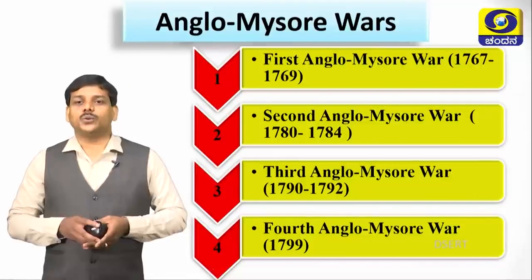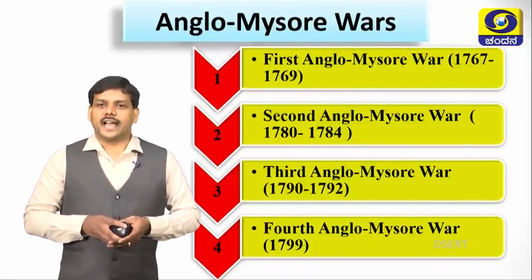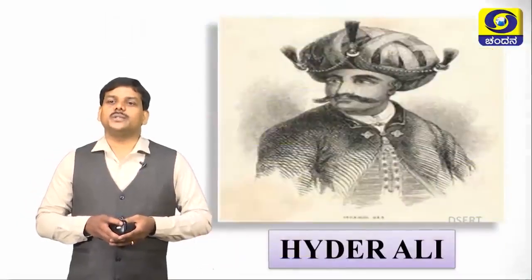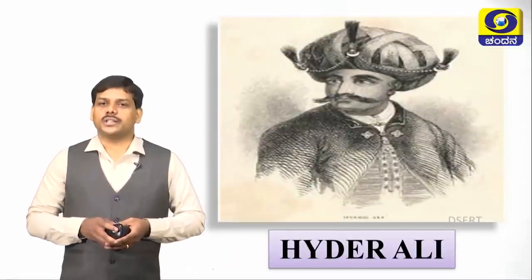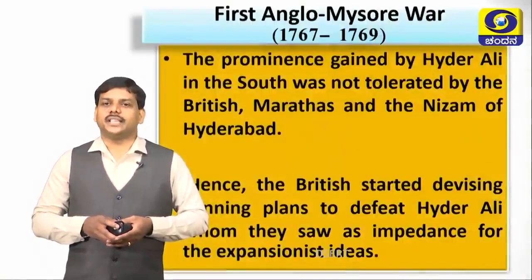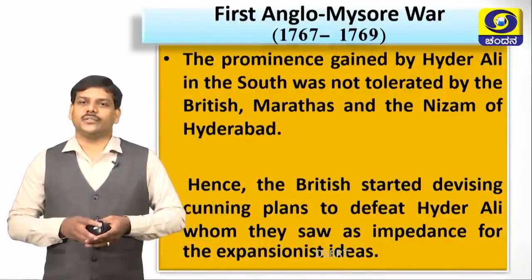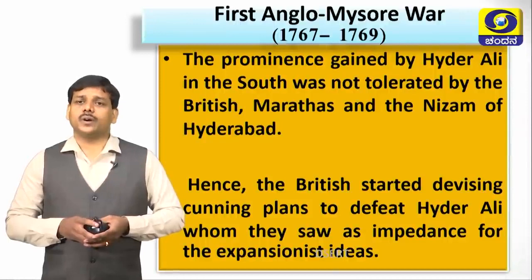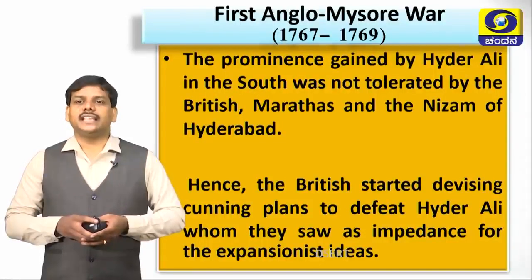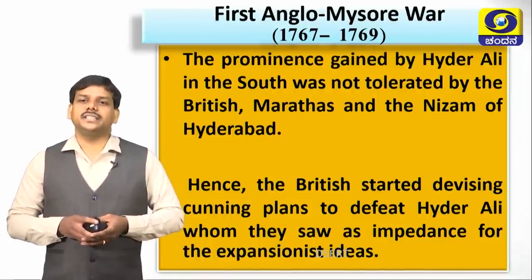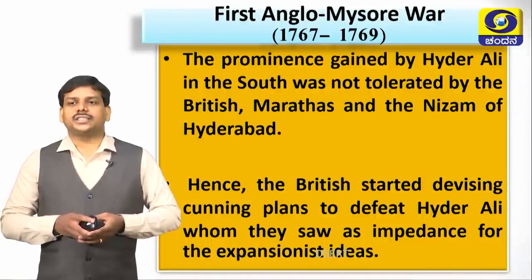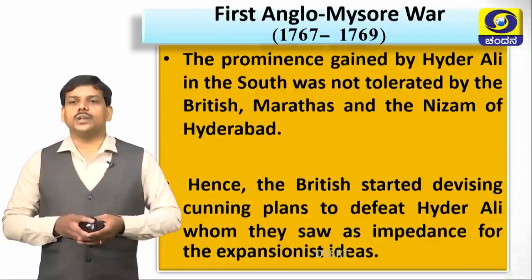First one, Anglo-Mysore wars. You have already studied that there are 4 Anglo-Mysore wars. Now let us discuss the first Anglo-Mysore war. The first Anglo-Mysore war was fought between Hyder Ali and the British. It was fought in the year 1767 and it ended in the year 1769. What were the reasons for the war? The prominence gained by Hyder Ali in the south was not tolerated by the British, and even the Marathas and the Nizam of Hyderabad did not tolerate it. Hence, the British started devising a cunning plan to defeat him.